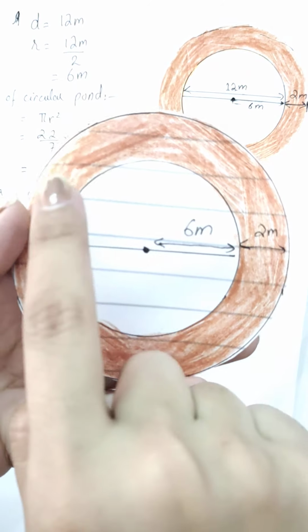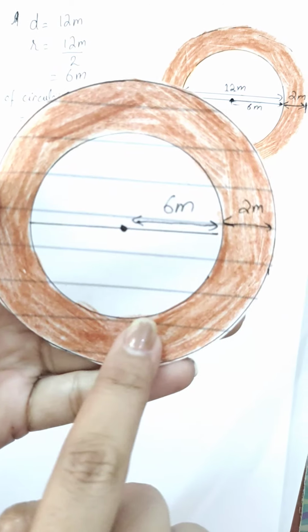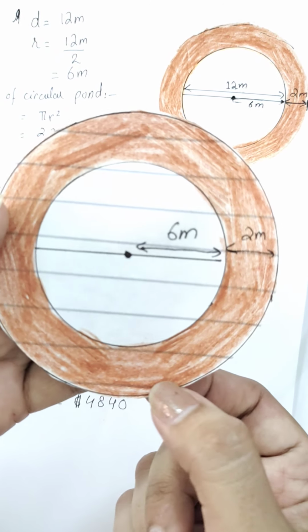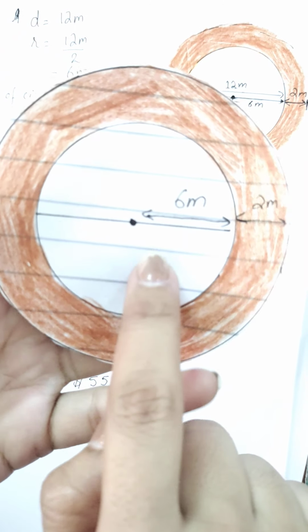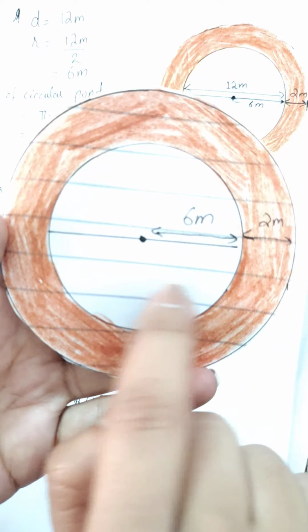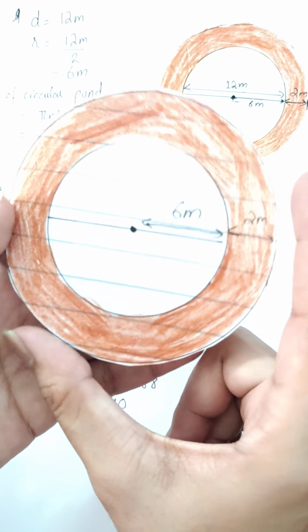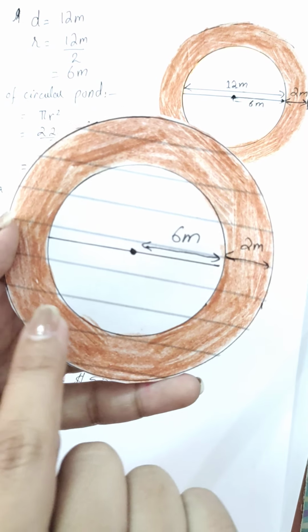So we have to find the cost for tiling this paved path. For this, first we have to find the area of this paved path. But we don't know how to find the area of this paved path. But if we notice, we can see this picture is the combination of two circles. One is the smaller one, which is the circular pond. The white area is the circular pond, and the other one is the big circle, the complete shape. This is the path surrounding the circular pond.